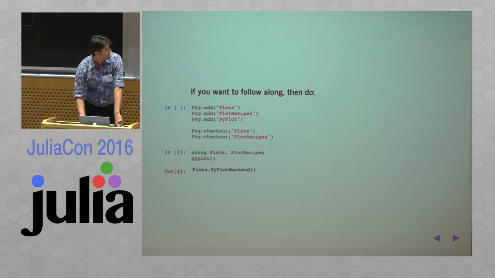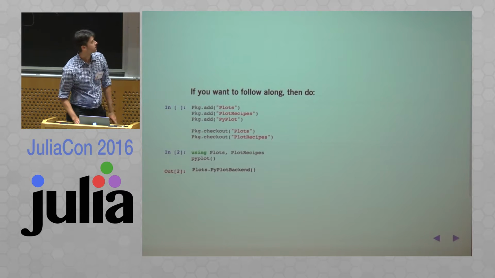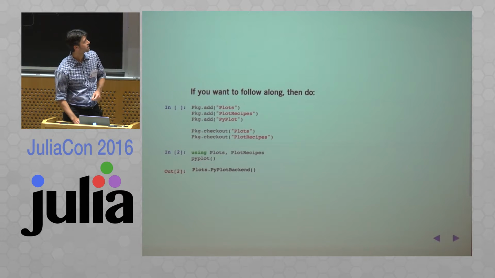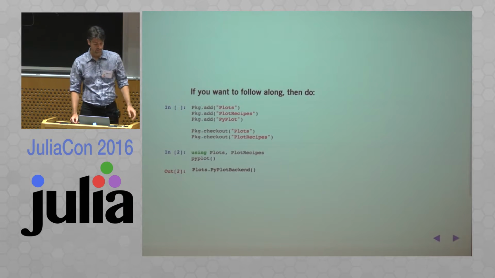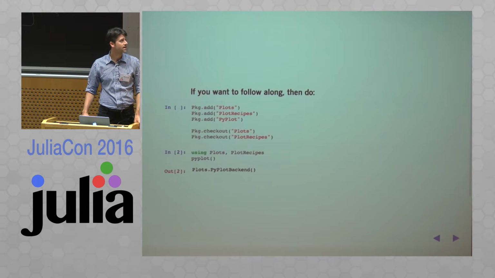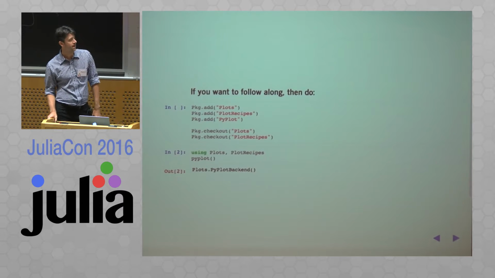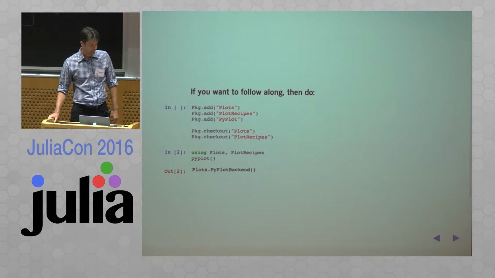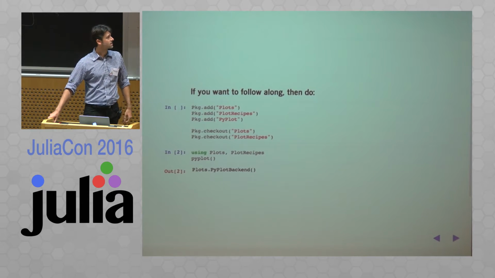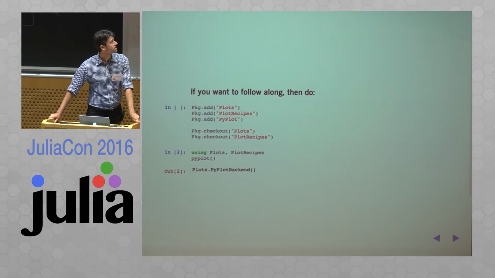And so normally to start, you would just do using Plots and optionally call a backend that you want to use. In this case, the call to pyplot in that second section is unnecessary because it'll choose pyplot as the default backend. But it's good to get in the habit of specifying which backend you would like it to use. And the other package, PlotRecipes, is a package that's inside the Julia Plots organization that I started.